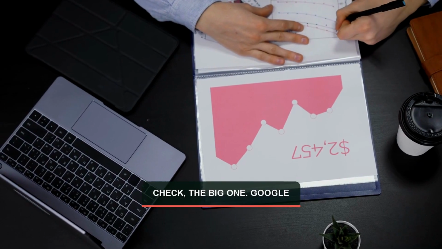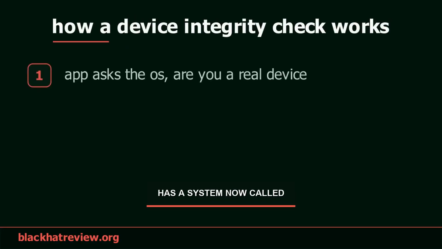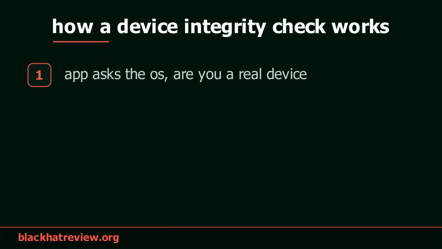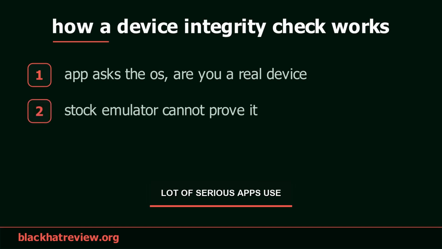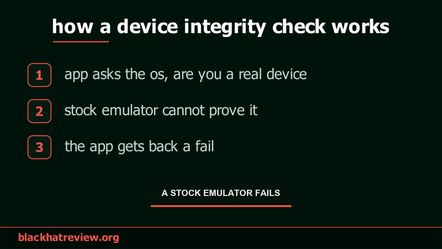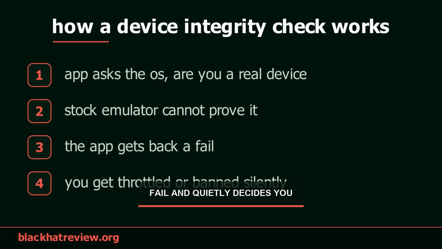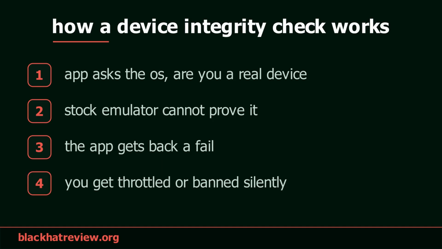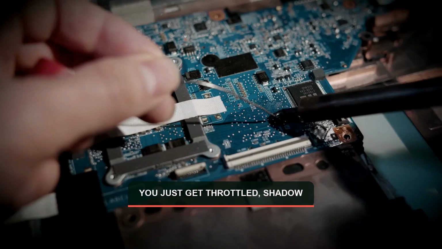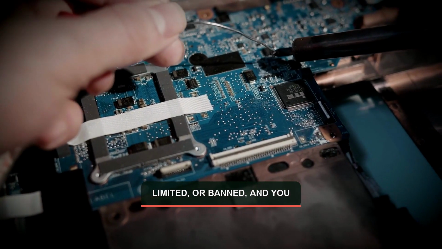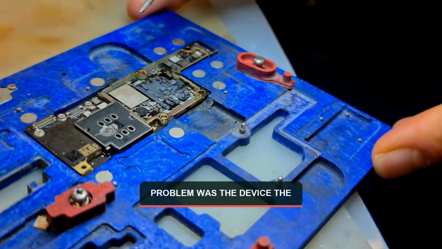Then there is the integrity check, the big one. Google has a system now called Play Integrity, the successor to what people knew as SafetyNet, and a lot of serious apps use it to ask the operating system one simple question: are you a real certified device? A stock emulator fails that check, because it cannot prove it is genuine hardware running genuine software. The app gets back a fail and quietly decides you are not a real user. You never see an error, you just get throttled, shadow limited, or banned, and you blame the proxy when the problem was the device the whole time.